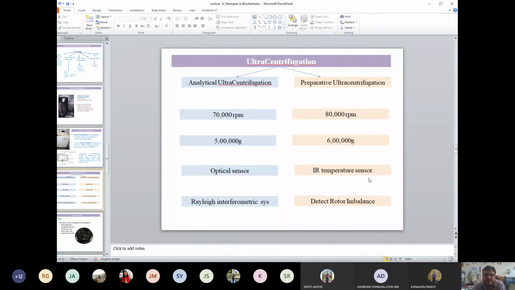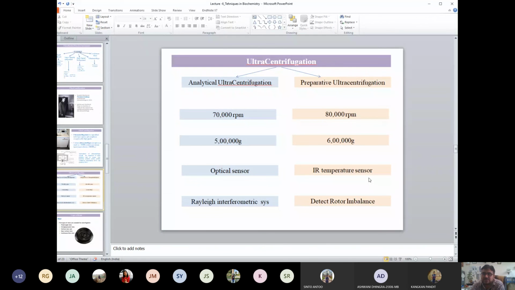particles. In analytical ultracentrifugation, we can achieve up to 5 lakh G, which is the RCF value, whereas in preparative ultracentrifugation, we can achieve up to 6 lakh G. In analytical ultracentrifugation, we have optical sensors which analyze the changes in the particle which you are going to use for the separation using the ultracentrifugation.